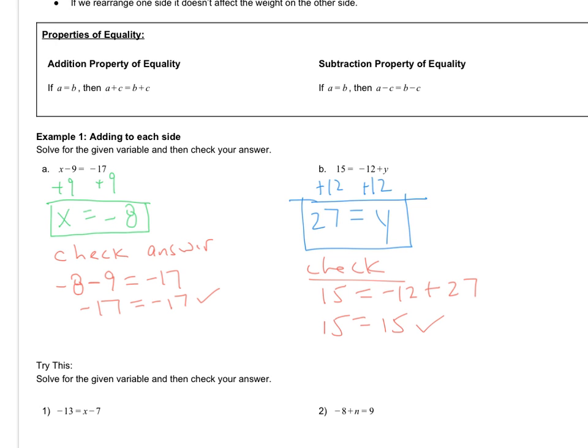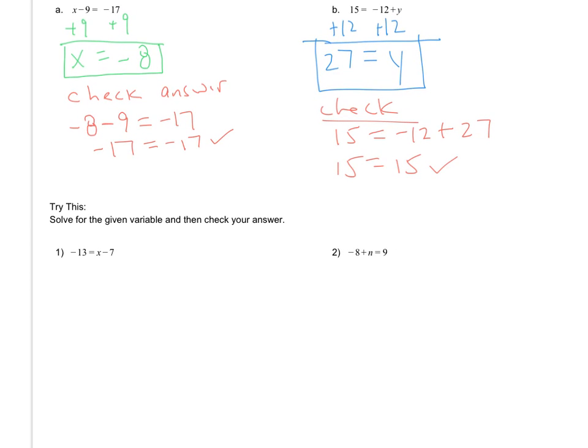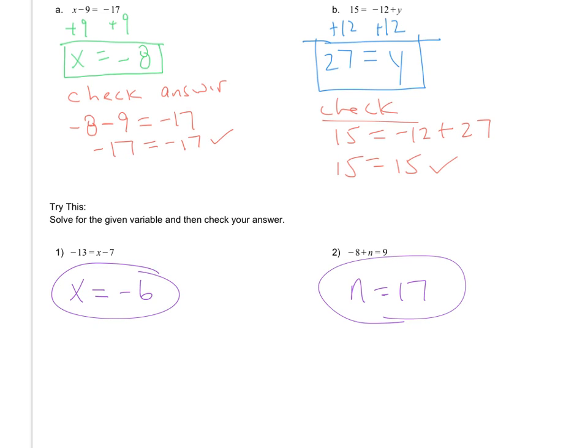I want to give you a chance now to try some on your own. So go ahead and pause your video and do the try this. Unpause it when you have the answer. If you did these right, number 1, you should have gotten x to equal negative 6. And number 2, you should have gotten n to equal 17. If you did not get these answers, please raise your hand and I'll come around and help you.